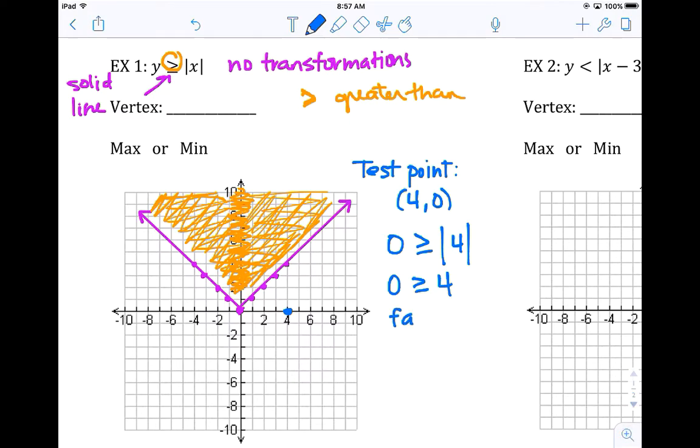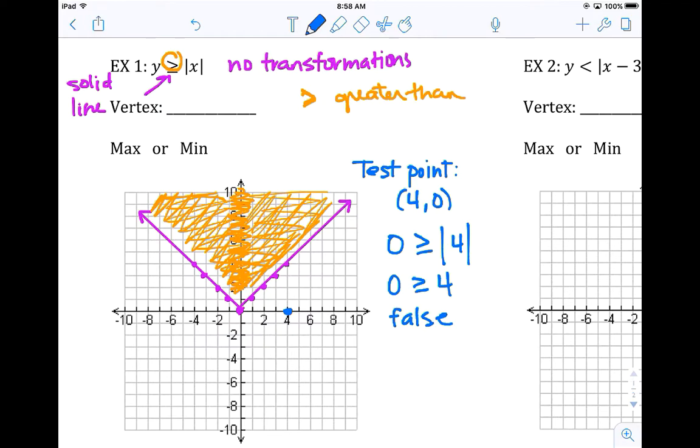That is a false statement. 0 is not a bigger number than 4 is. So that means I will not shade where the point 4, 0 is located. So I'm not going to shade going down outside of the absolute value graph. I'll be shading inside. So that's another way to double check that you've shaded the correct direction. Pick a point.